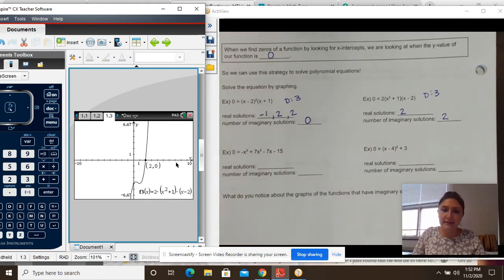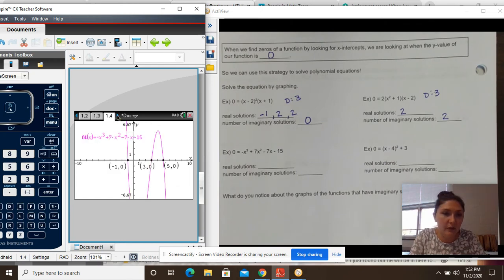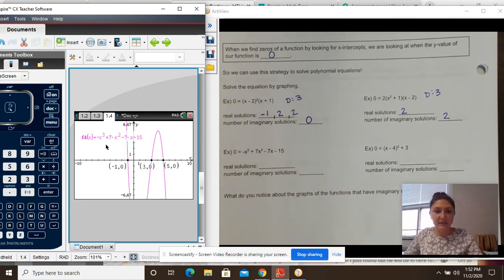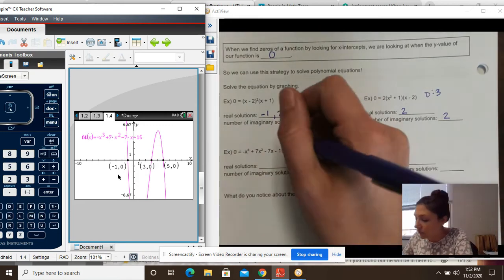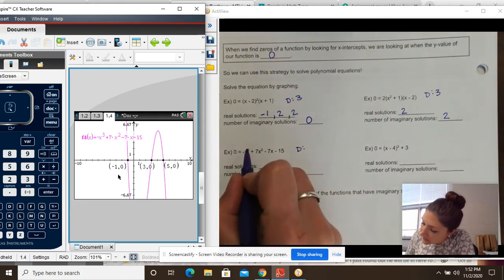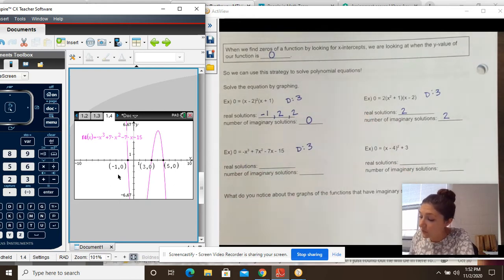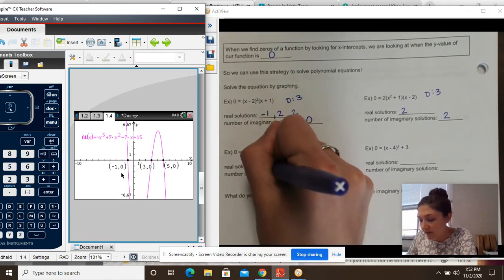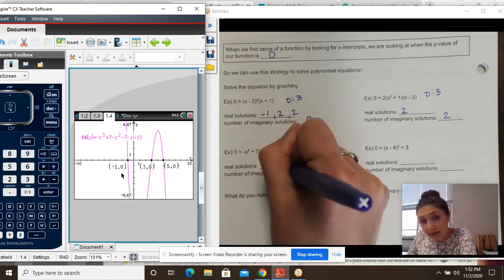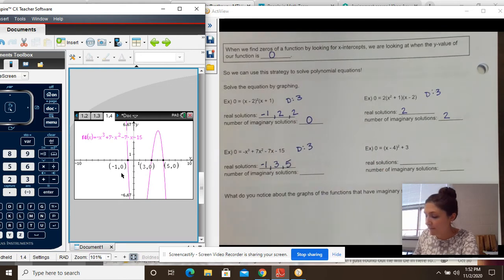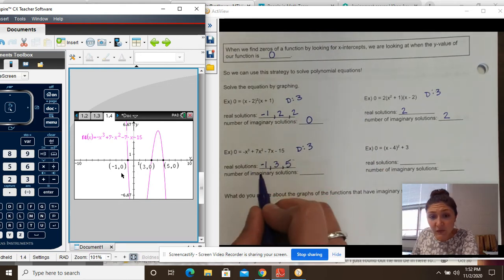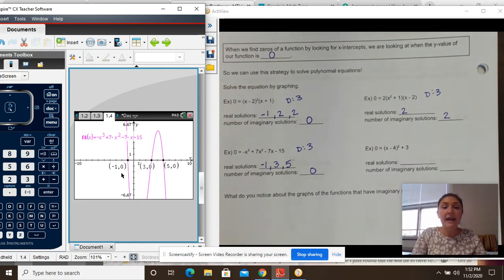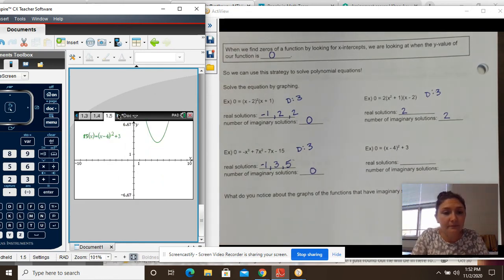Let's take a look at our next example, negative x cubed plus 7x squared minus 7x minus 15. Here's my graph. My degree here, we've got standard form, so I just look for the biggest exponent. My degree is 3, and my real solutions would be those x-intercepts, so -1, 3, and 5. I have 3 real solutions here. That means no imaginaries.